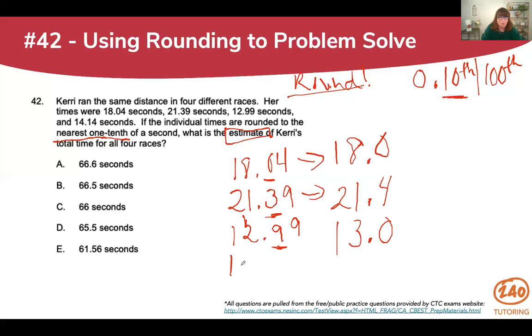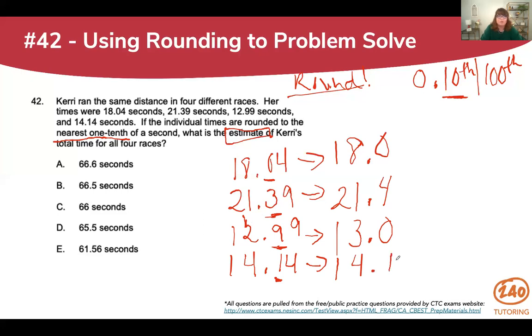Then I have 14.14. And we're going to see what that becomes. We're going to round that to the tenths place. Look right behind it. 4 is less than 5, so this 1 stays the same. And we have 14.1.